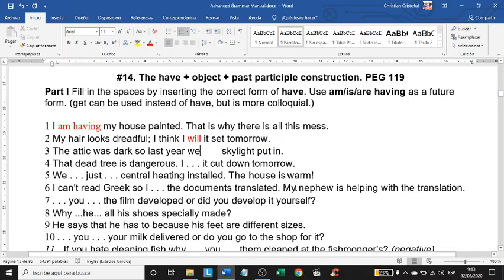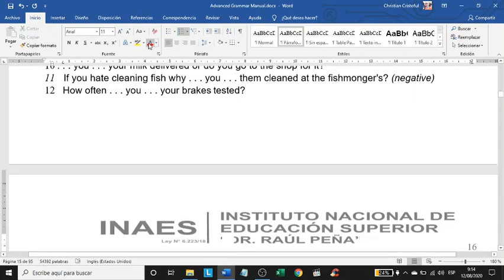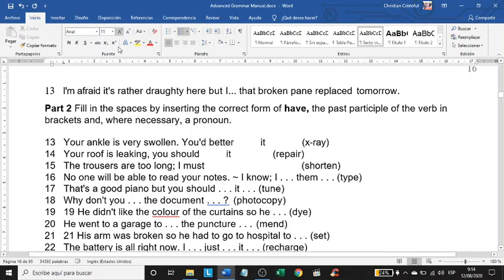Finally, we have the attic was dark, so last year, and last year is a past reference, so we need to use past then. We had a skylight put in, like this. Alright, so it's the have plus object plus past participle construction. This is part 1. Let's go now to part 2. Part 2 says, fill in the spaces by inserting the correct form of have, the past participle of the verb in brackets, and where necessary a pronoun.